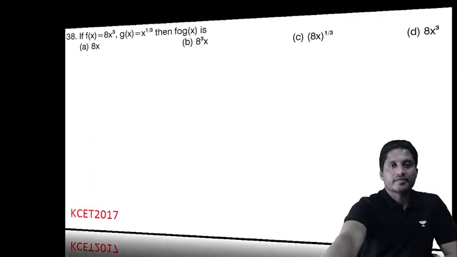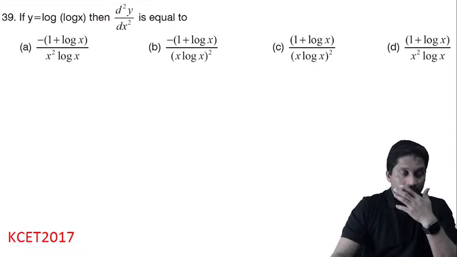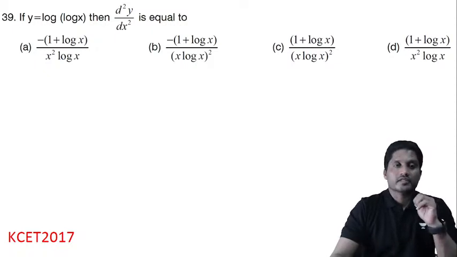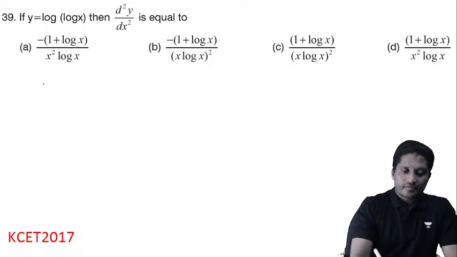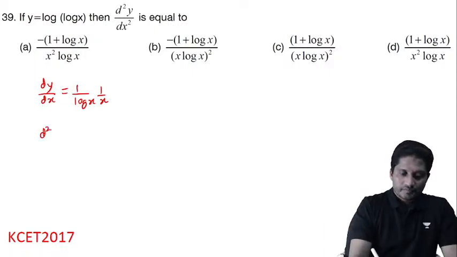Right, let's move to the next question, guys. d square y by dx square of log of log x. Twice you have to differentiate, successive differentiation. If I differentiate once, dy by dx is equal to 1 by log x, the differentiation of log x, which is 1 by x. Right, if I differentiate once again, no need to use the quotient rule. d square y by dx square, differentiation of 1 by x is minus 1 by x square, so minus 1 by x log x the whole square.